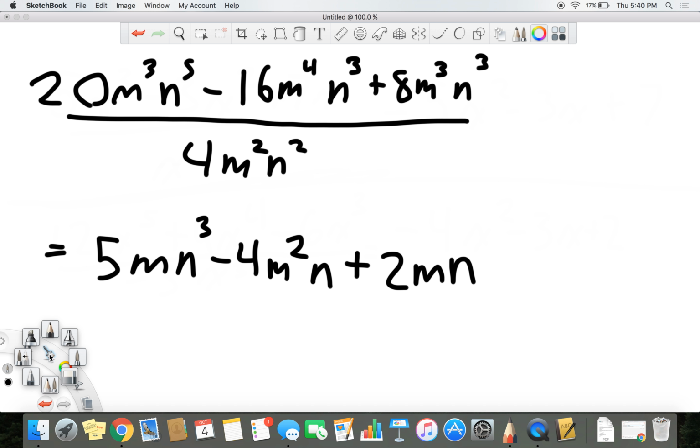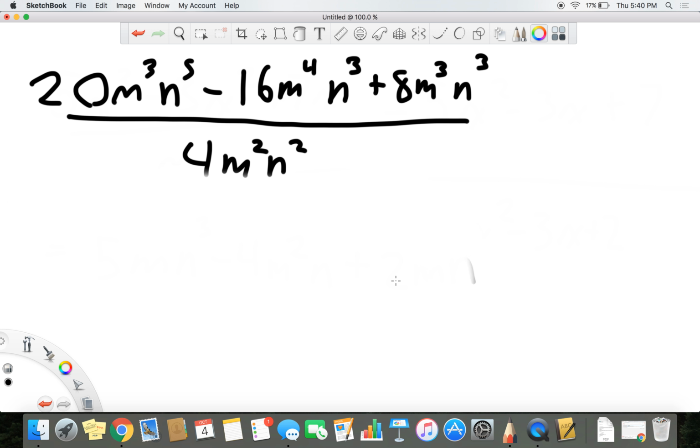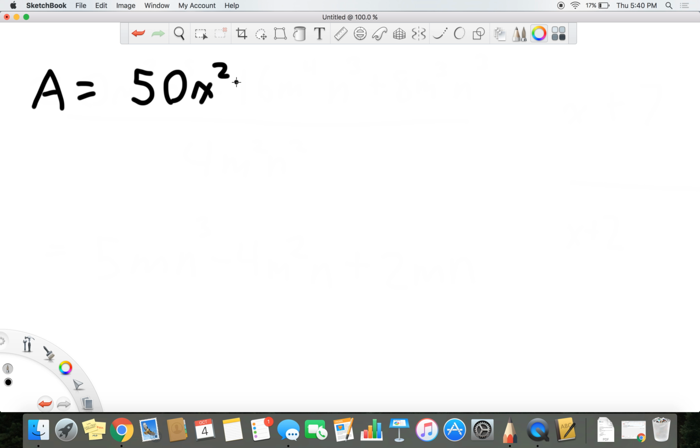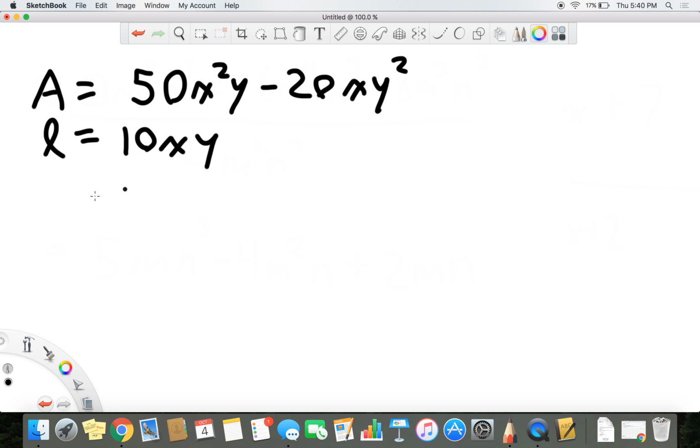Now let's get into some more, I guess, applicable parts of this question. So say we have a rectangle, and the area of said rectangle is 50x squared y minus 20xy squared, and we have the length, which is 10xy. Now, we're trying to find out the width.